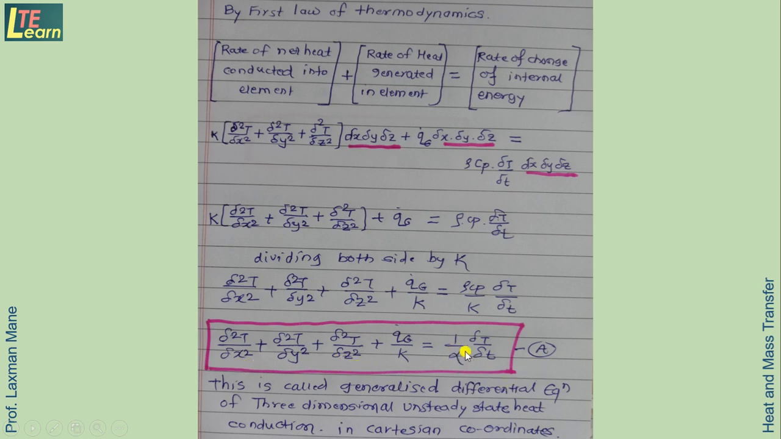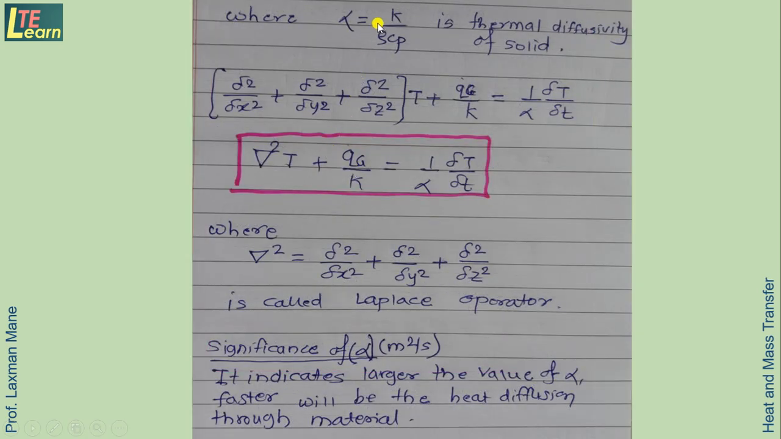Now here, alpha means what? That we will see. So here alpha is the ratio of thermal conductivity to rho Cp. This total quantity alpha is called the thermal diffusivity of the solid. So in this equation we can write del square T, meaning from every quantity we take the temperature outside, the remaining part of the equation as it is, where this del square is called the Laplace operator.